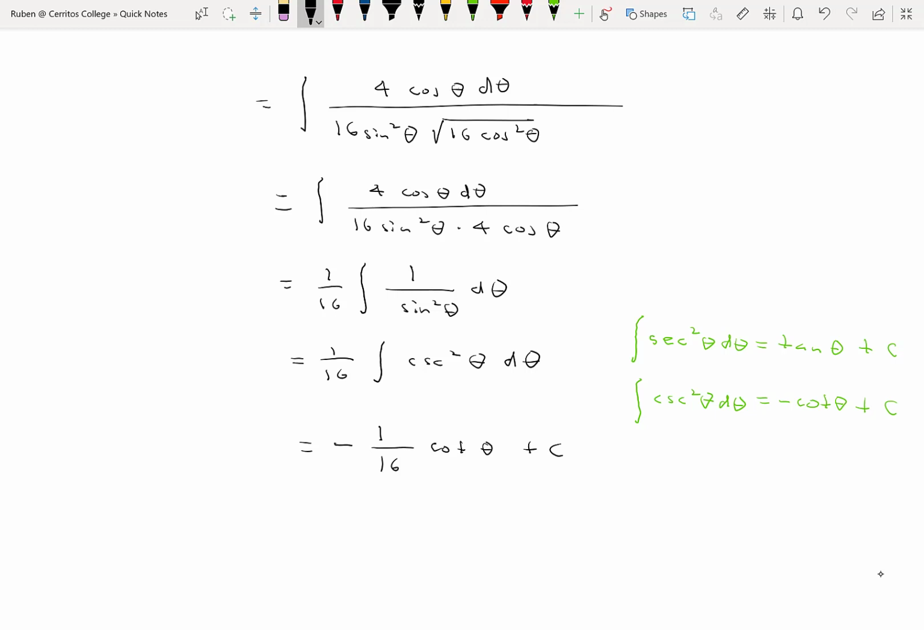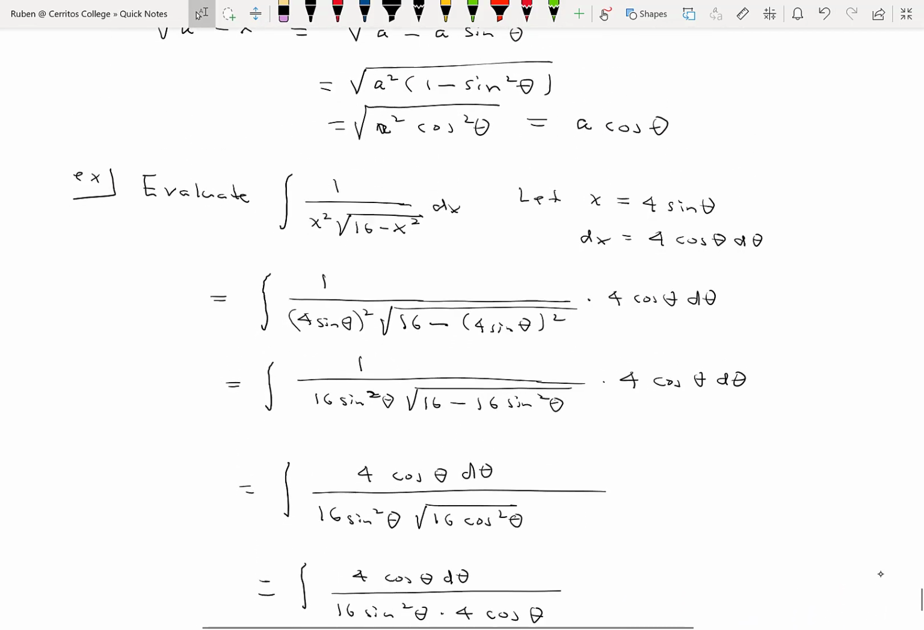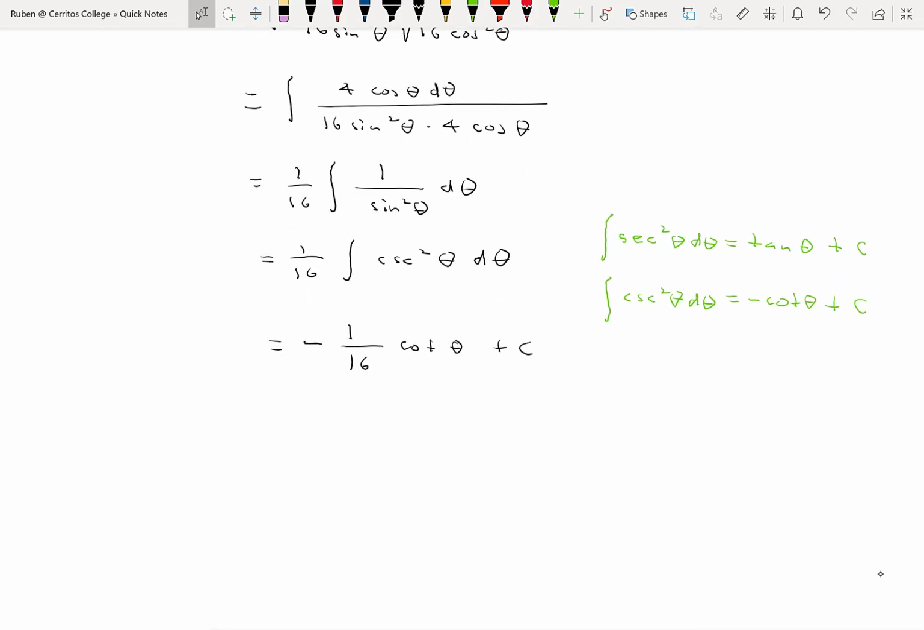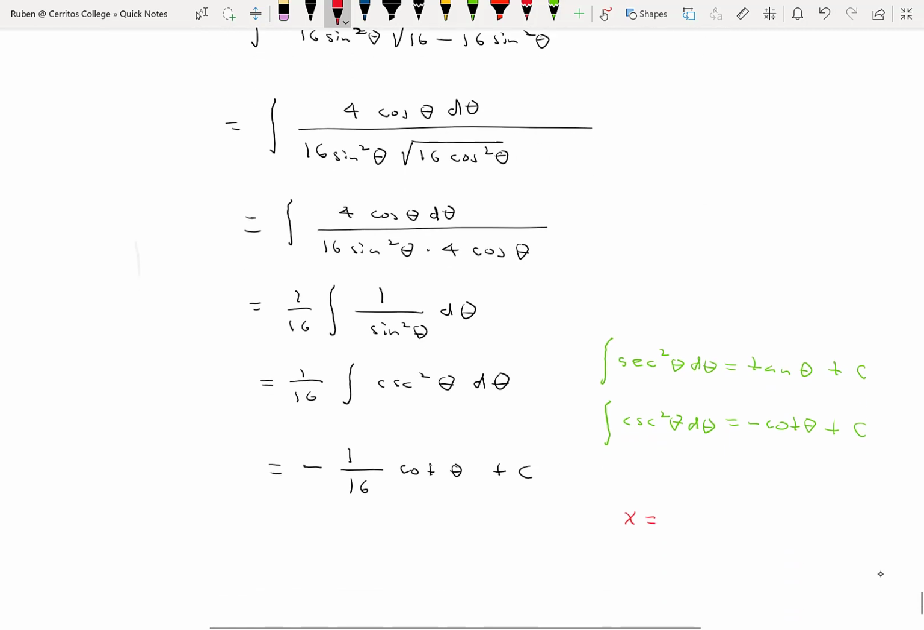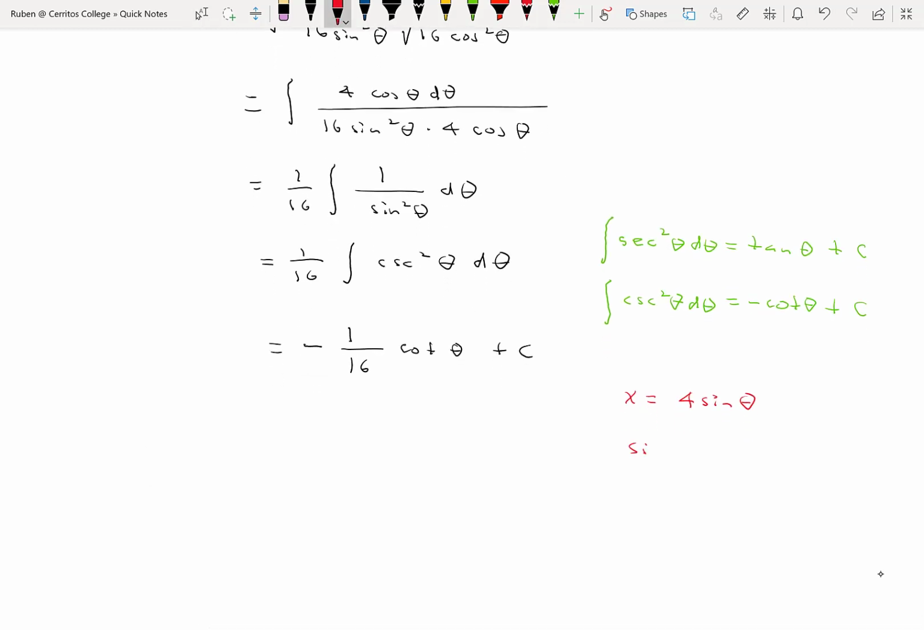How do we go from here? Or can this possibly be the answer? No, can't possibly be the answer. Our original integral was in terms of x, so we have to have our solution also in terms of x. But remember, the substitution was x equals 4 sine of theta. So that says that sine of theta equals x over 4. So how can we go from sine of theta equals x over 4 to cotangent of theta?